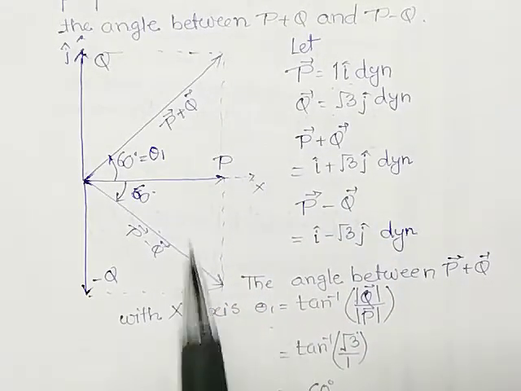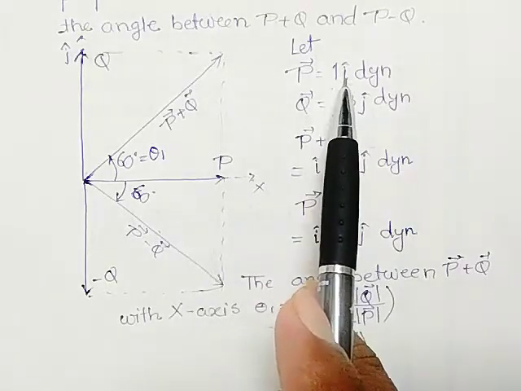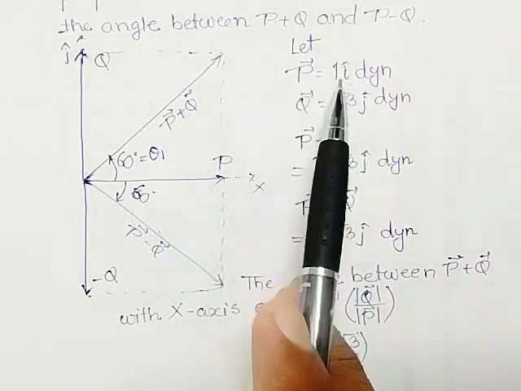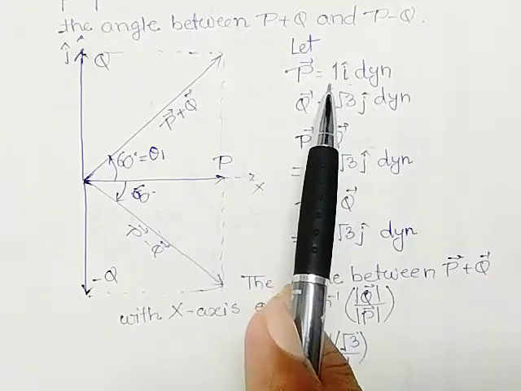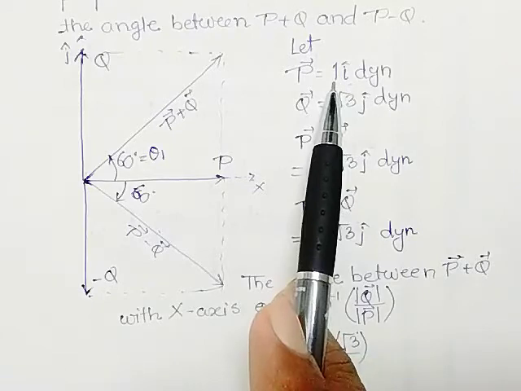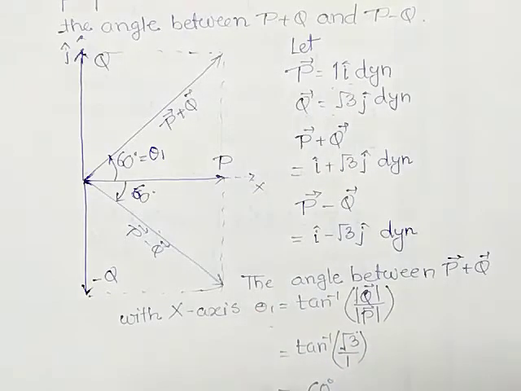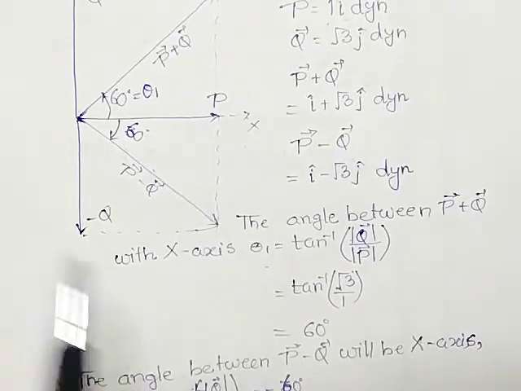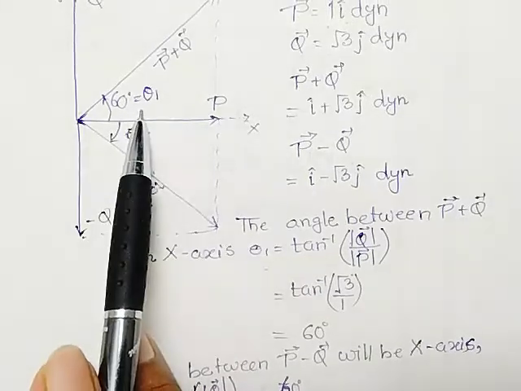What is mod of P? Mod of P is 1 I cap dyne. So what is the value of it? That is 1. This is the unit direction, a one dimensional vector. So it is 1. So tan inverse of root 3 into 1 gives us 60 degrees. So it is 60 degrees.